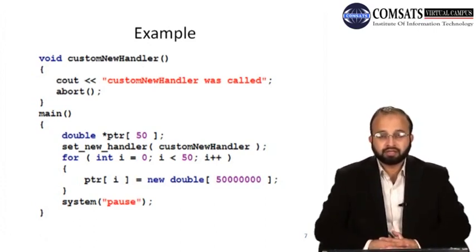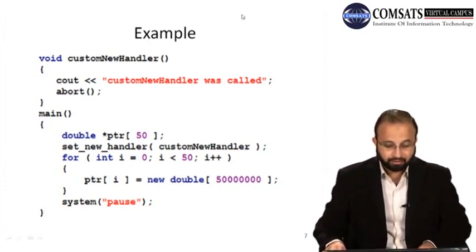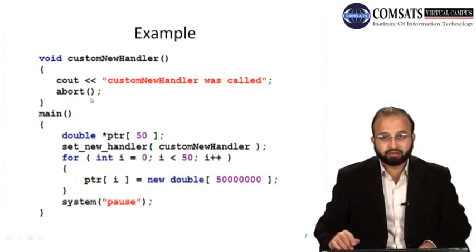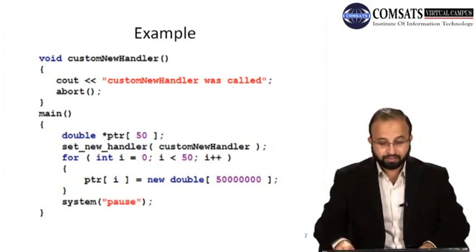When it is filled, the operating system won't allow your program to allocate memory further in the RAM, and then the new operator fails to allocate memory. At that point it will invoke the custom_new_handler function. Okay, so at that time it will call the custom_new_handler function and that function will be executed. Here we are just displaying a message, custom_new_handler was called, and then we call the abort function that will terminate the program, right?